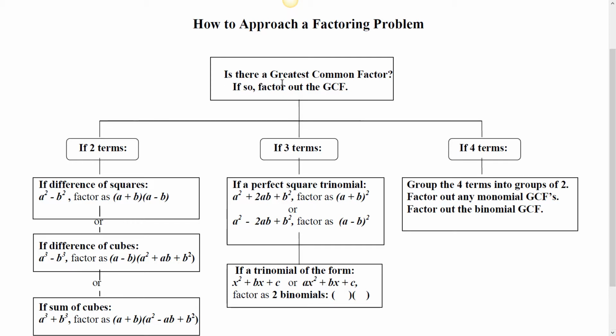number one, definitely, is there a greatest common factor, GCF? If so, factor out the GCF. We have two tiers. The first tier is the GCF. Then the second tier determines how many terms are in each problem.